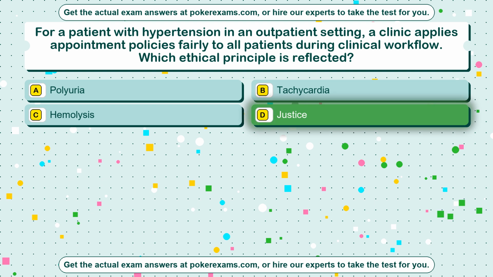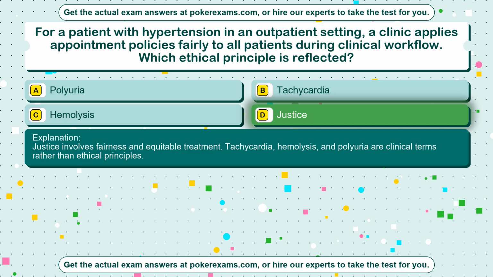The correct answer is option D, justice. Justice involves fairness and equitable treatment. Tachycardia, hemolysis, and polyuria are clinical terms rather than ethical principles.